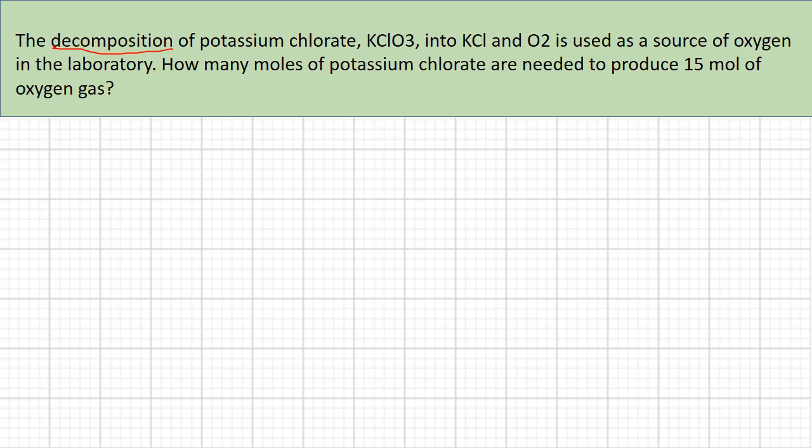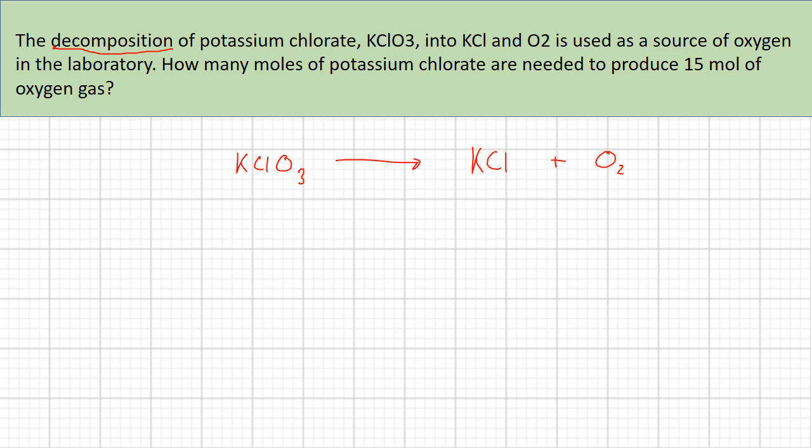So the first thing we always want to do is, of course, write the equation. So this time they're saying we're breaking it down. So that means we simply start off with KClO3, and then we're going to have the reaction go this way, and we're going to break it down into KCl and O2 gas. Now, of course, we still need to check to see if the equation is balanced. If I just glance on the left-hand side, I see I've got 3 atoms of oxygen, and on the right side we've only got 2, so we know something's not quite right.